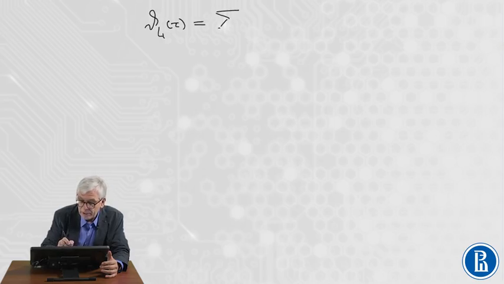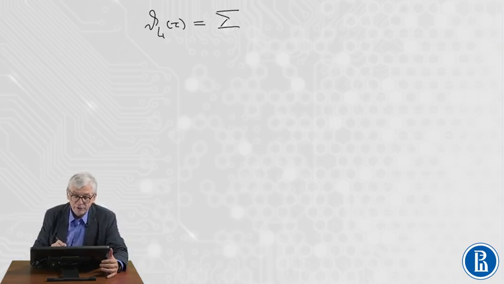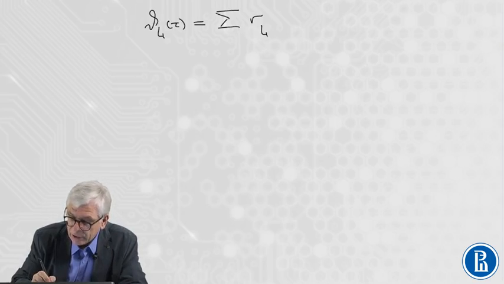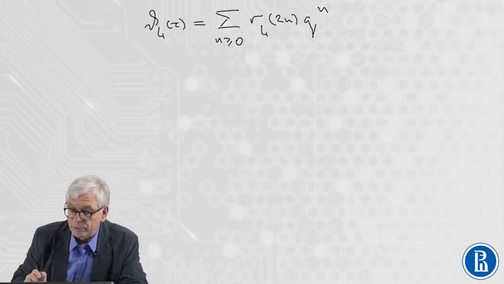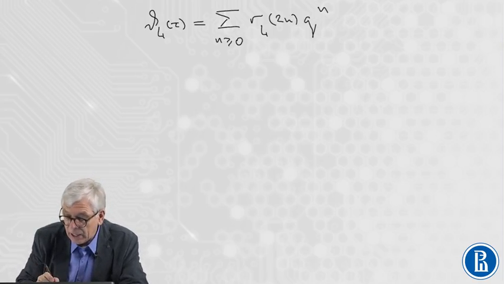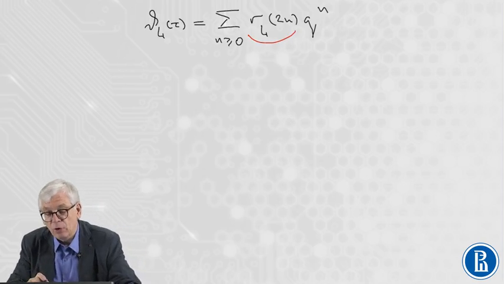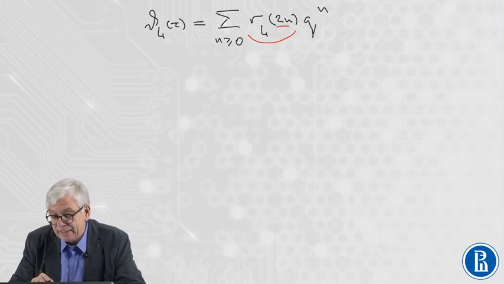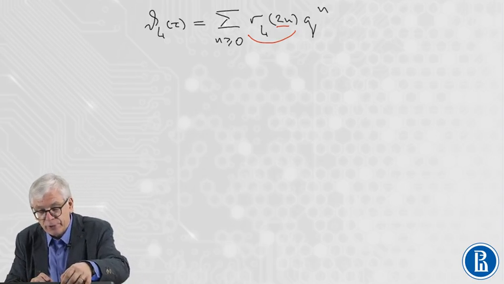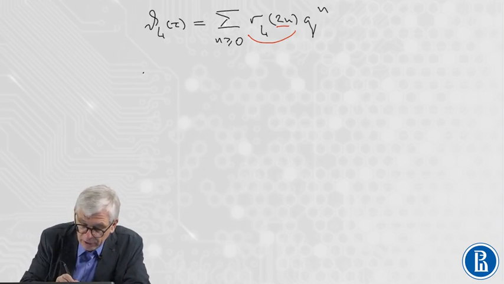Then all Fourier coefficients of this function are equal to R_L(n), q to the power n, where n is greater or equal to 0, and where R is the number of representations of 2n by the quadratic lattice L. What Fourier expansion do we get for the Eichler-Zagier theta function?